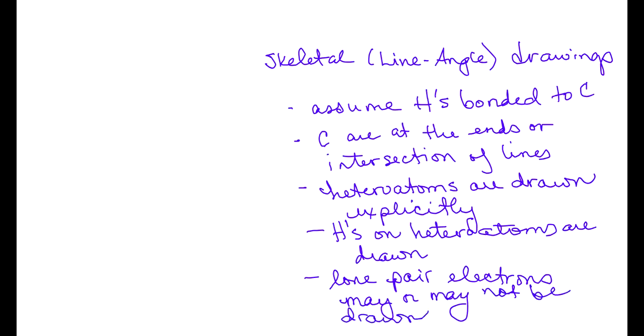So if I draw something like this, then when we talk about the ends of the lines, I have one, one, two, and sorry for the wiggle there, 3. So this has 3 carbons, at the end of the line or the intersection.